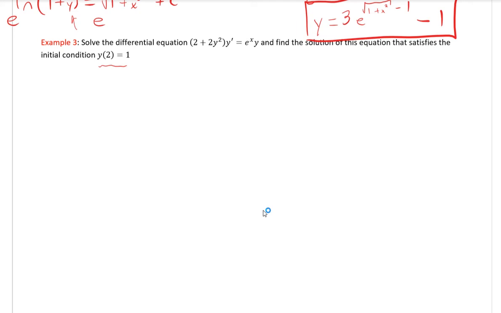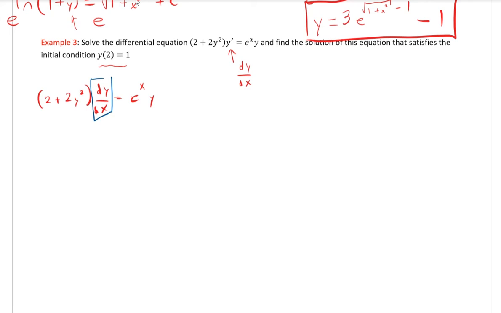So yet again, we already have this recognizable as separable, but we have that y prime. Remember that y prime is dy/dx. So I'm going to write it as that. So (2 + 2y^2) dy/dx = e^x y. And the position of dy/dx should tell me where all the y's and x's are going to go. Since this is on the left-hand side and dy is on top, dx needs to move to the right. And so I want to combine all x's on the right and all y's on the left.